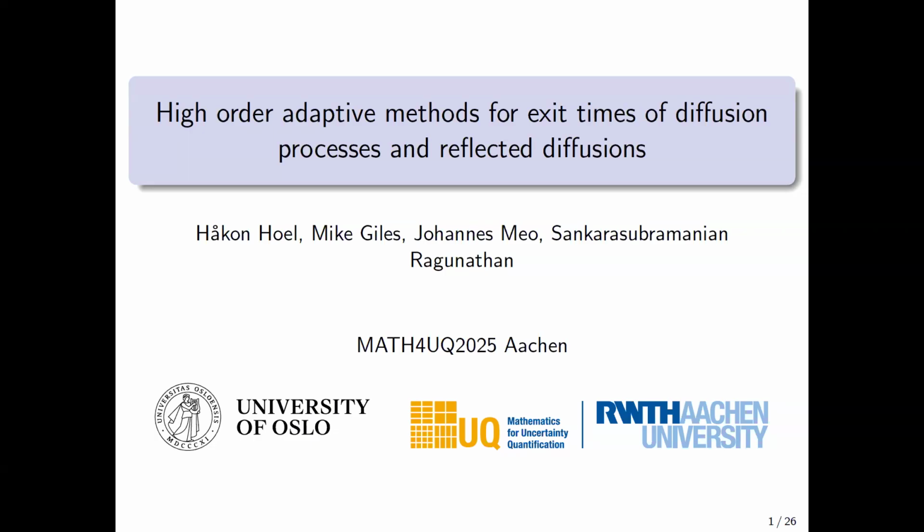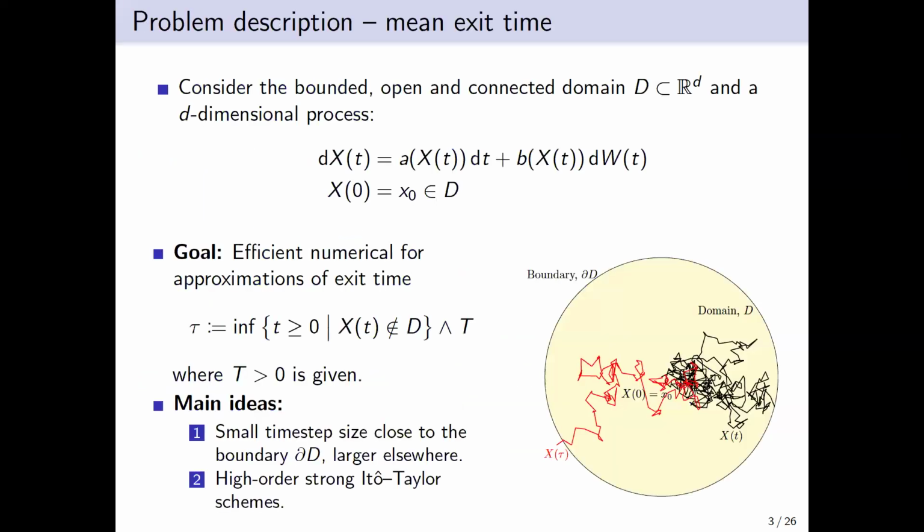Happy to be here. What I want to talk about is a couple of joint works. One is finished. This is work I did mainly at RWTH, together with Subramanian Raghunathan, a PhD student that I supervised there. And then we have another work, a collaboration with Mike Giles and Johannes Meo. Johannes Meo is a PhD student at the University of Oslo. This is on reflected diffusions.